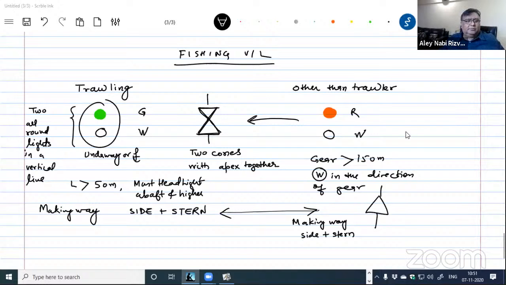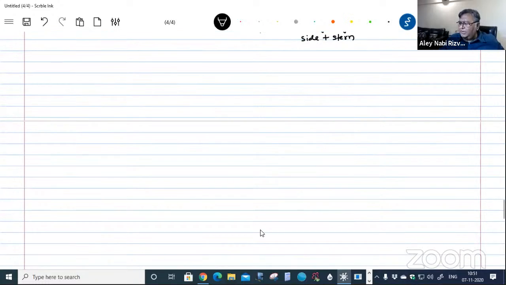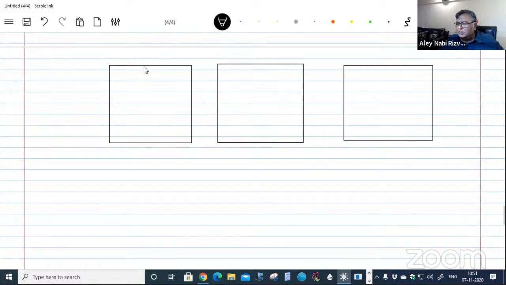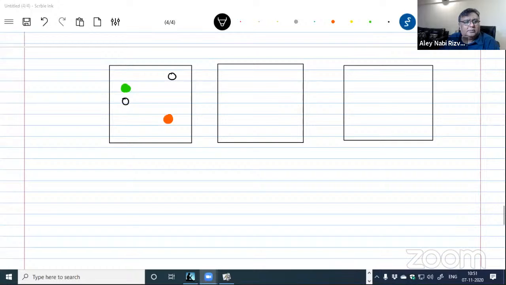All right, now this is the time for whatever we have learned. I think it is better to draw some boxes so that we know what light I'm putting here. So let's have some lights here. See, in the first box, this is green. All right, this is red, and the white I can mark like this. This is white and this is white.